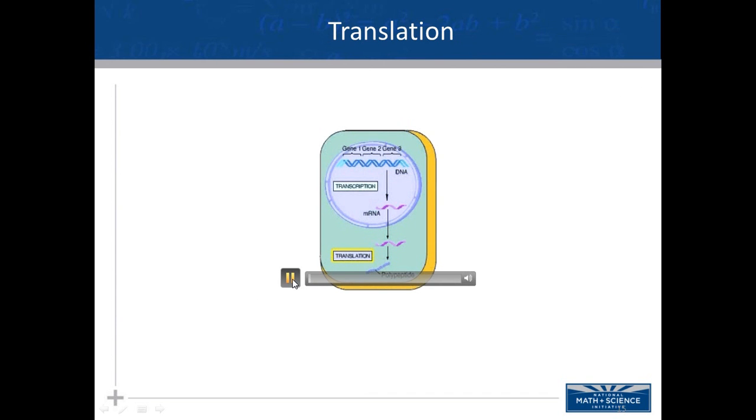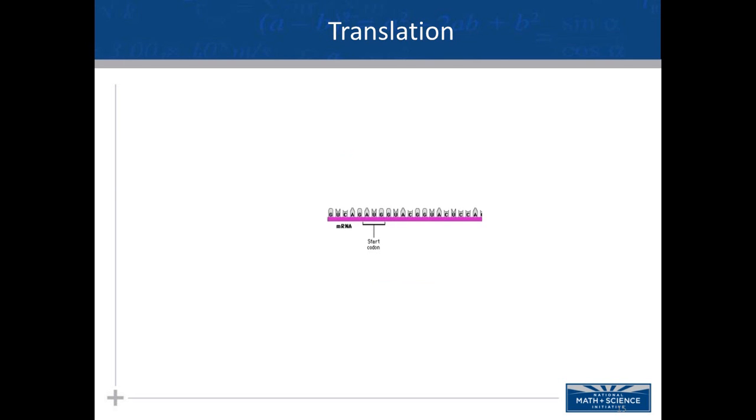In translation, a cell reads the message in a messenger RNA molecule, mRNA, and assembles a polypeptide accordingly. We can divide translation, the process of building a polypeptide, into three stages: initiation, elongation, and termination.